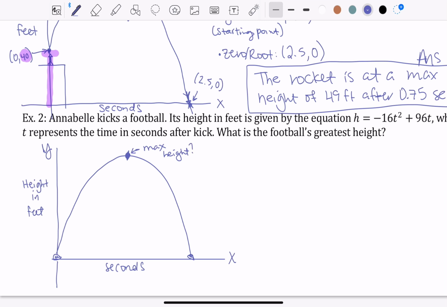Now I'm going to write down the 3 points I'm always going to get from my graph. I'm always going to get my vertex, which is the center point there, which is going to give us the answer. I'm always going to get my y-intercept, that tells me where I'm starting. Then I'm always going to get my 0 or my root, because that tells us how long it took to hit the ground again.